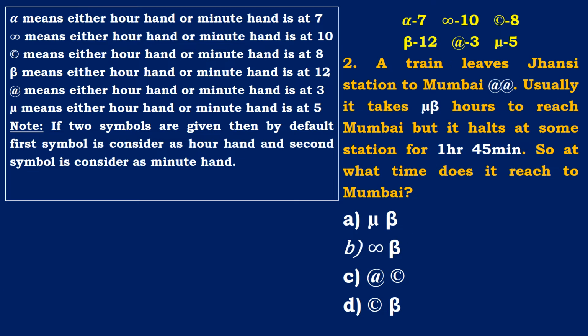2. A train leaves Jhansi station to Mumbai at At. Usually, it takes Micro Beta hours to reach Mumbai, but it halts at some stations for 1 hour and 45 minutes. So at what time does it reach Mumbai?